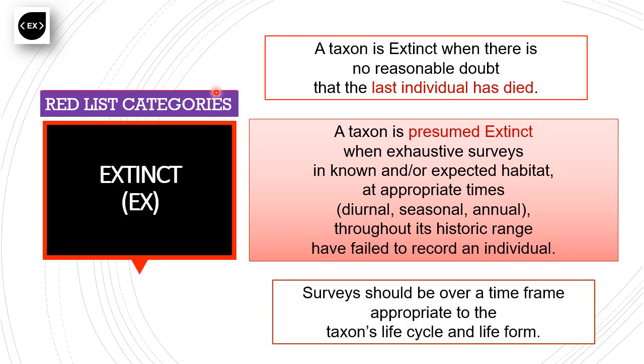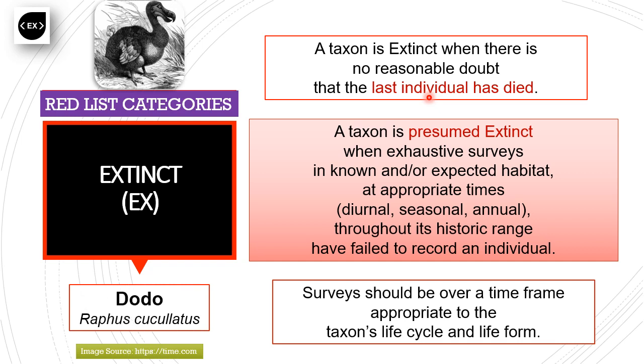Now, the first category is extinct. A taxon is extinct when there is no doubt that the last individual has died. Now, it is presumed extinct when exhaustive surveys have been taken in its known or expected habitat at all appropriate times, diurnal, day and night, seasonal, annual basis, throughout the range where it was found historically, but we have failed to record an individual, then it is presumed extinct, and the surveys are carried out over a time frame which is appropriate to the life cycle of the taxon. So, if the last individual has died, then in that case, the species is called extinct.